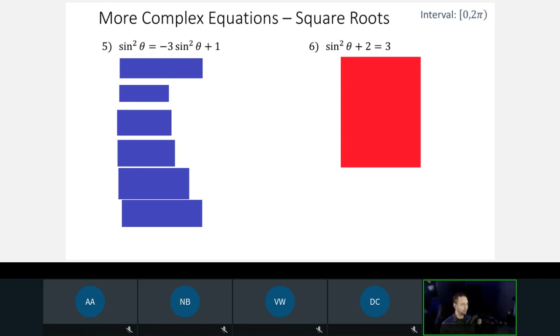So we're going to add 3 sine squared to both sides. If I have 1 sine squared plus 3 sine squared, how many sine squared do I have? I have 4 sine squared theta. It's like a variable. If I have 1 and I have 3 and you add them together, I get 4.